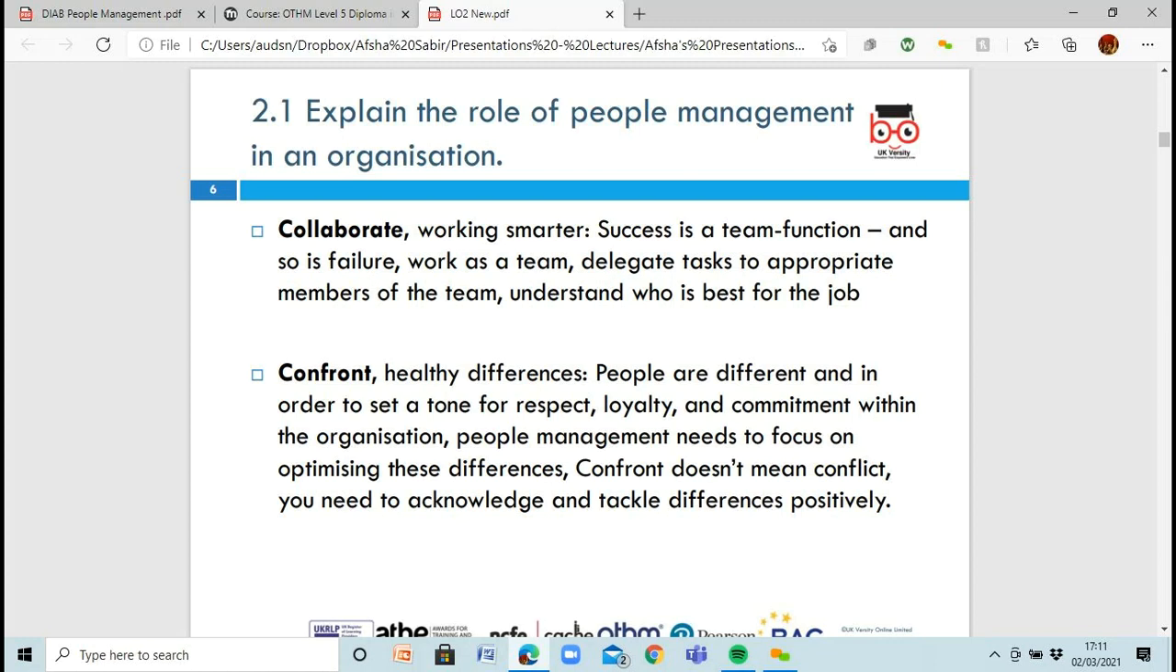So by doing this, you're setting a tone of respect, you're creating loyalty, you've got commitment with your organization, and you're actually optimizing these differences so that you're not having any bad conflict. So what you do is try and just tackle things positively. So understand it, acknowledge it, and then tackle it in a positive way.